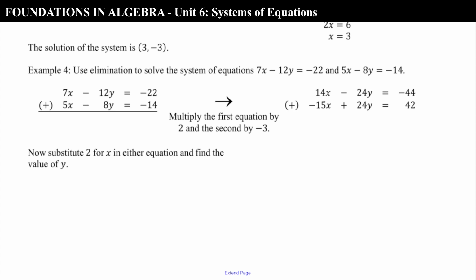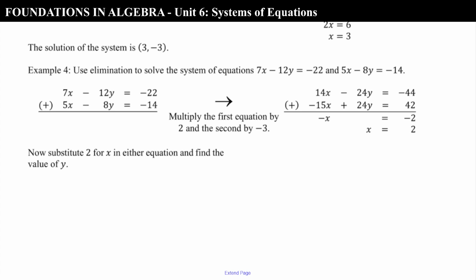Now we can eliminate the y by adding these two equations. 14x plus negative 15x gives us negative x. Negative 44 plus 42 gives us negative 2. Divide each side by negative 1, and you get x equals 2.